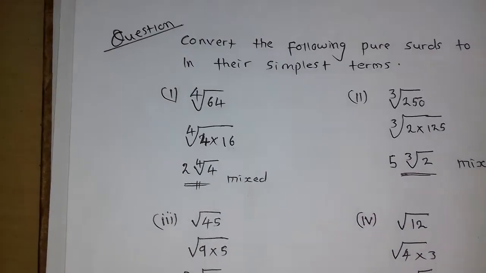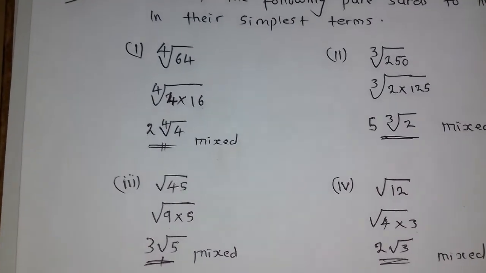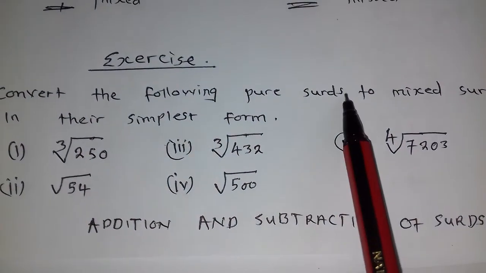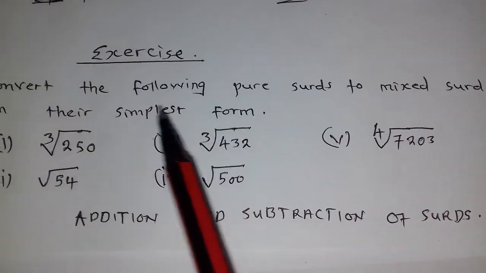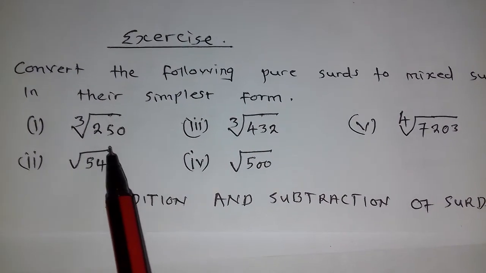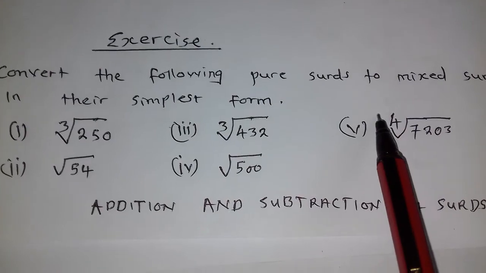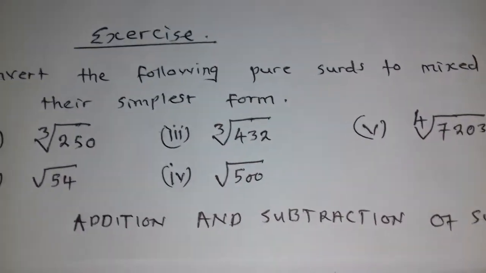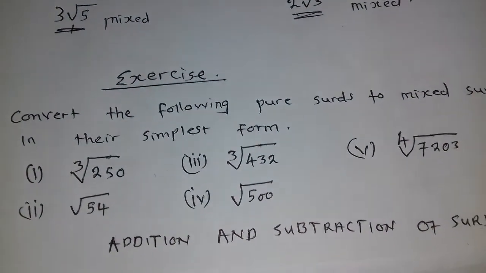Alright, let's take another break. Solve the following questions. Convert the following pure sides to mixed sides in their simplest form. So we have these ones, we have this one, this one, this one, this one, and that one. So altogether we have 5 of them. Oops! Have you found out something?